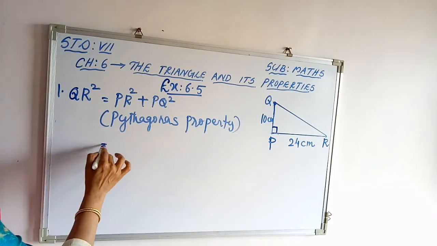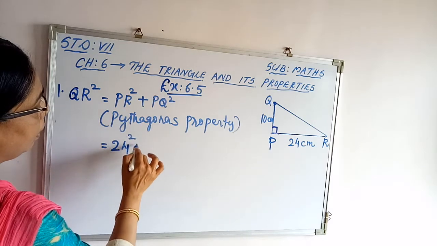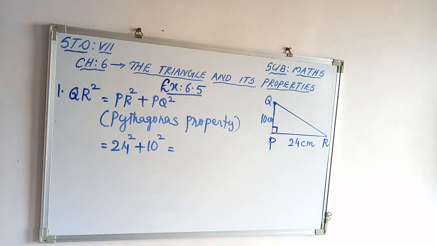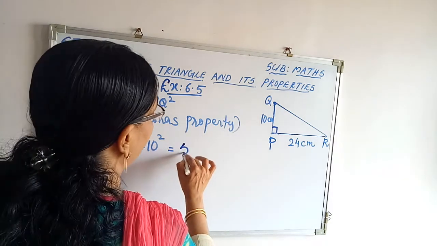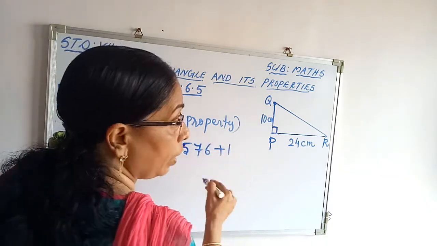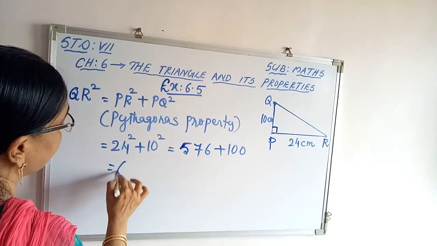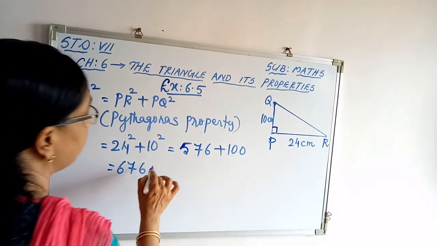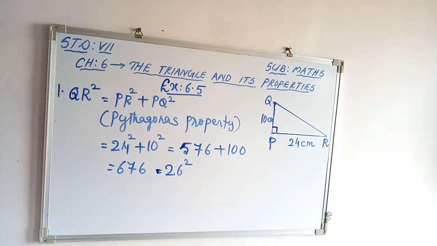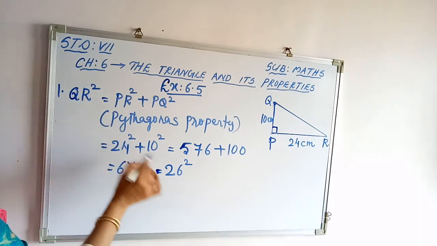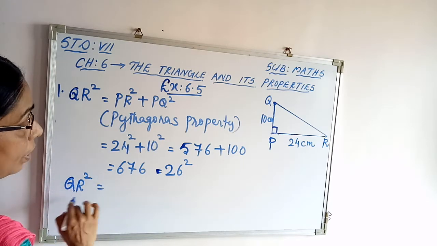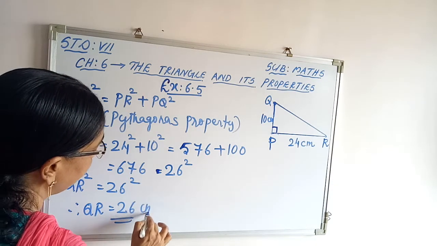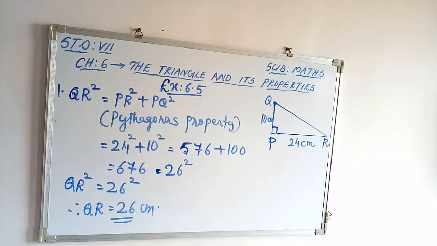Then that's equal to, what is PR square? 24 square plus 10 square. 24 square means 24 into 24. Square of 24 is 576, plus 10 square, 10 into 10, that is 100. You will get 676. And 676 can be written as 26 square, the square of 26. Then QR square is equal to 26 square. Therefore, QR is equal to 26 centimeters. Isn't it? That's the answer.